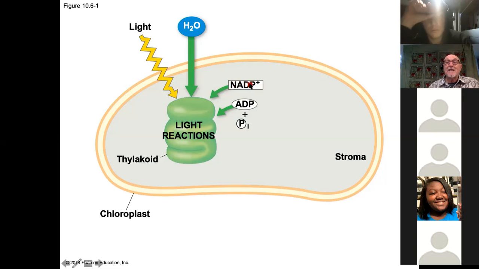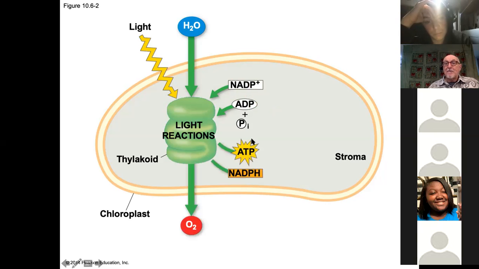NAD, nicotinamide adenine dinucleotide, with a phosphate attached to it. But it works exactly like NAD+ in respiration. It's just a feature of the plants that they use that. Okay, so our light reactions are all performed in the thylakoids of the chloroplast. The light reactions are actually fixing energy, and they're fixing a lot of energy, because what is going to happen next, here they're going to make ATP and NADPH.